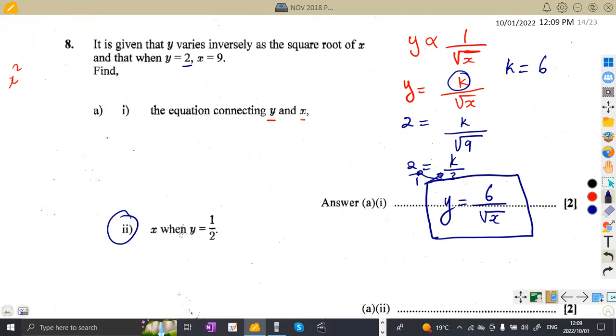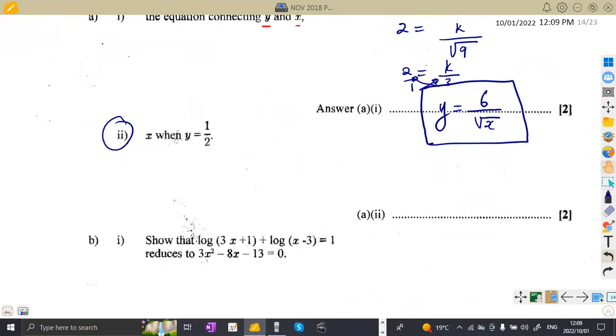So you're given the value of y here to be a half. So it's a continuation that you're going to do from this answer. This time, we are saying y is a half. So a half is equal to 6 over the square root of x. So you want to calculate x.